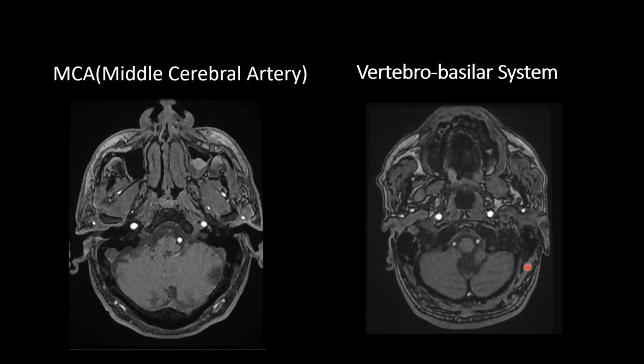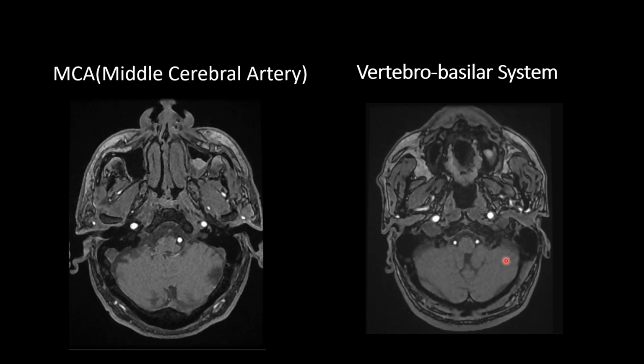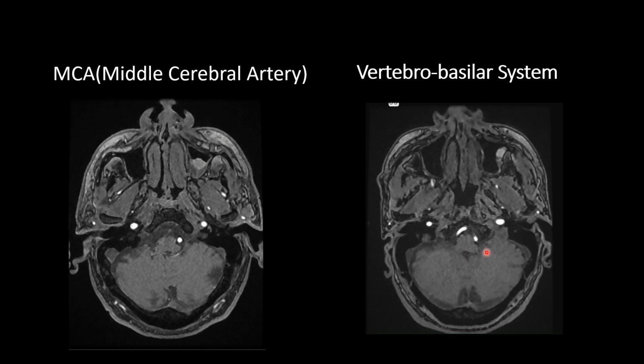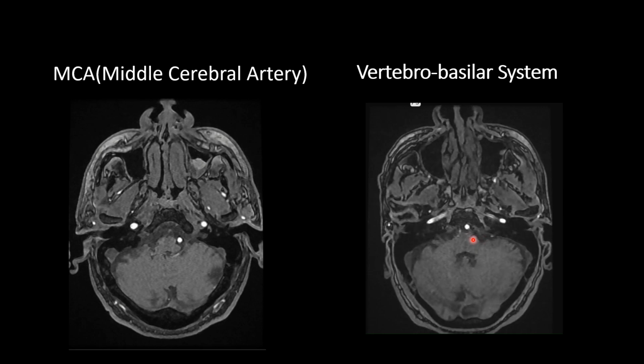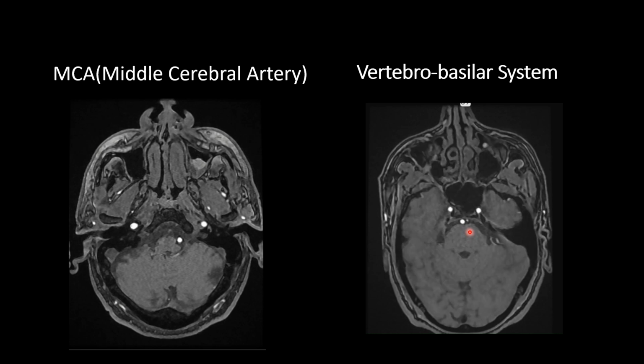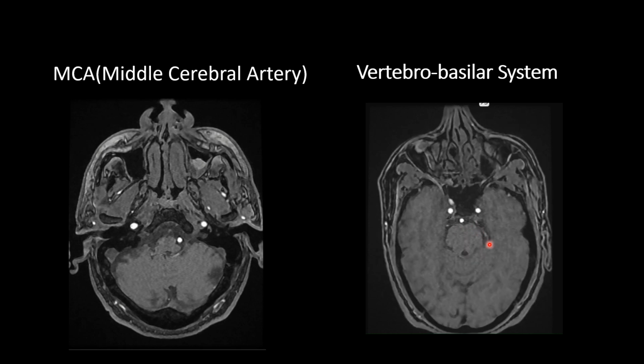Here is the MR top video showing the vertebro-basilar system, which includes both the vertebral arteries, which ascend upward to form the single basilar artery, which just before bifurcation gives off the superior cerebellar artery here.